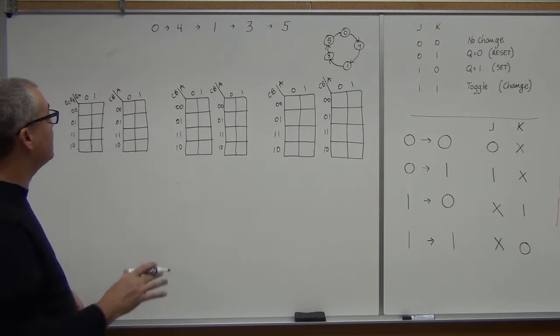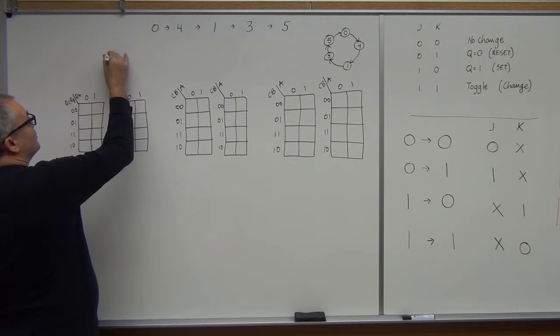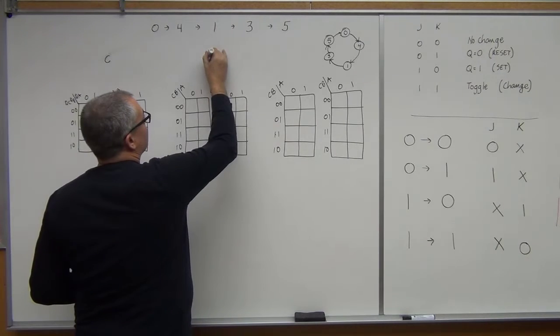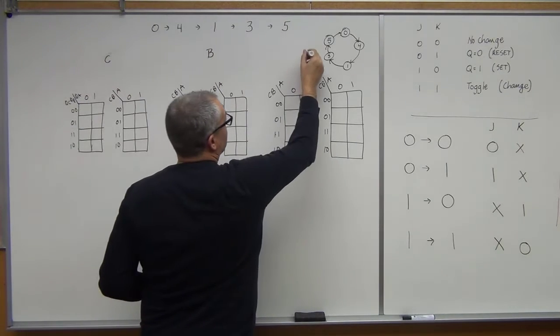So that's our Karnaugh maps drawn out. This is going to be for the C flip-flop, this is going to be for the B flip-flop, and this is going to be for the A flip-flop.